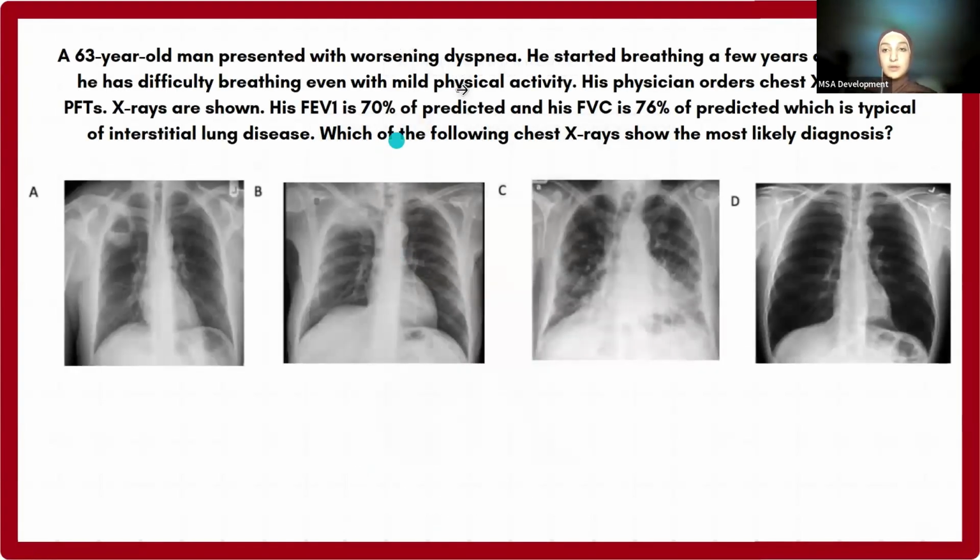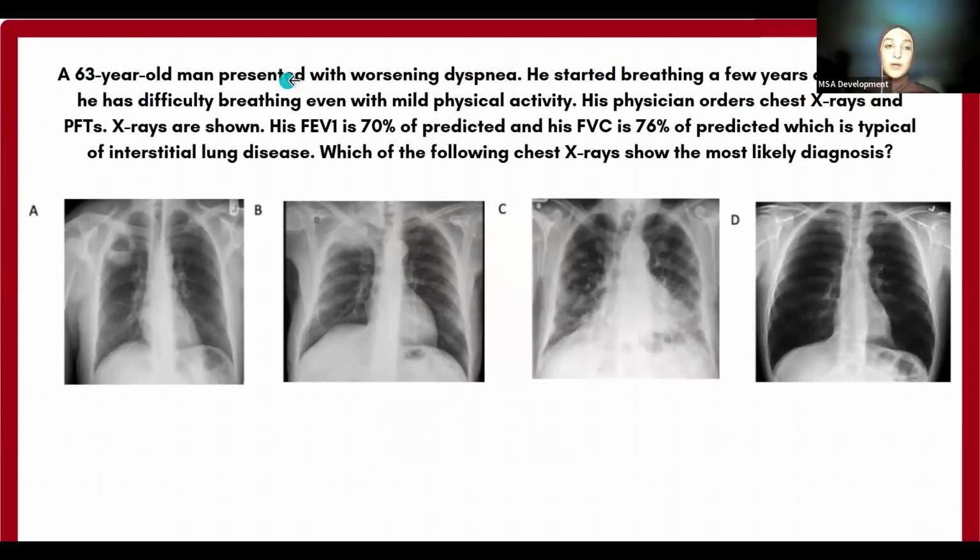Okay, so I'm going to read this. There's a 63-year-old man presenting with worsening dyspnea. He started breathing heavily a few years ago, but now he has difficulty breathing even with mild physical activity. His physician orders chest X-rays and PFTs. X-rays are shown, and his FEV1 is 70% of predicted, and his FVC is 76% of predicted, which is typical of interstitial lung diseases. Which of the following chest X-rays shows the most likely diagnosis?